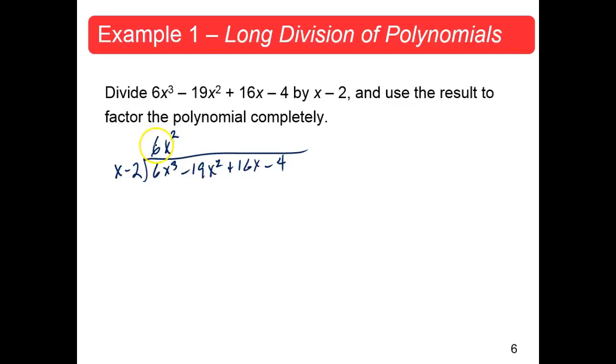So what do we do next? Multiply. 6x squared times x would be 6x cubed, but we also have to multiply the other part, and that would be minus 12x squared. These you got to put under the ones that are the same. Now, what do we do next?